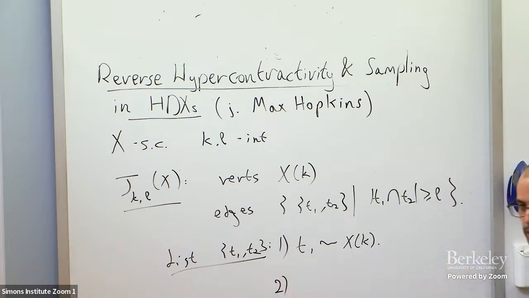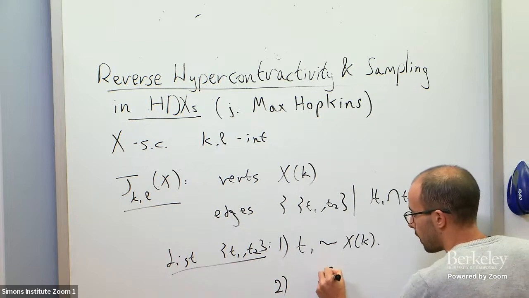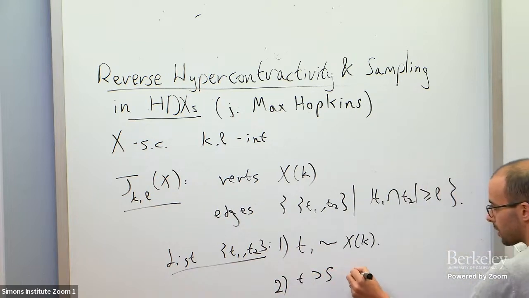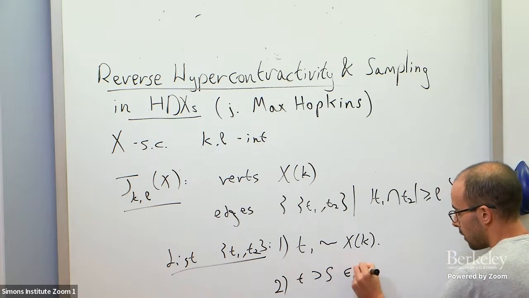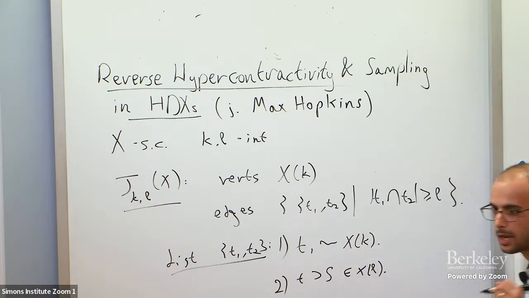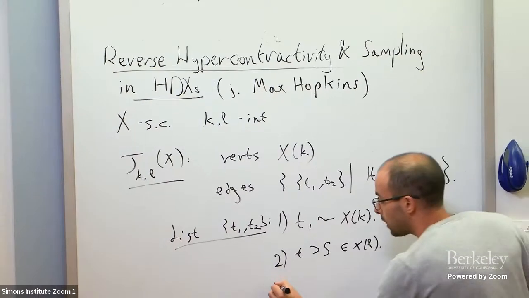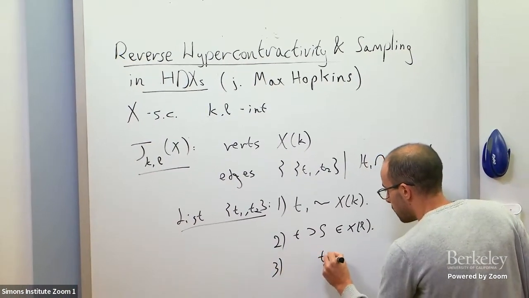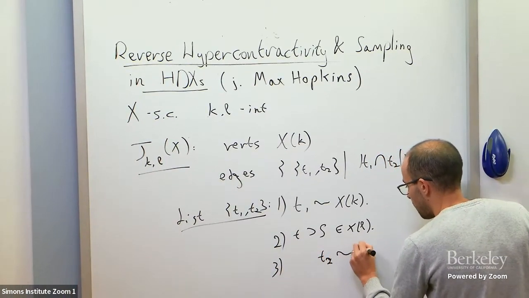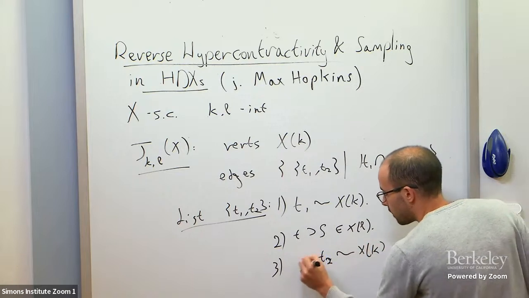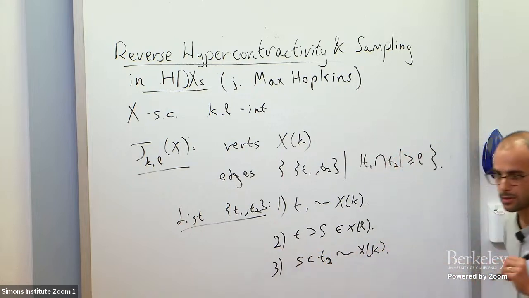So first we sample one endpoint, then we sample an intersection inside it. So this will be an L-subset of T that's uniformly sampled. And finally, we sample T2 also in X_K, but conditioned on containing this intersection S.